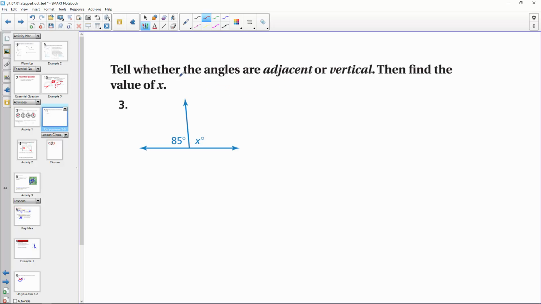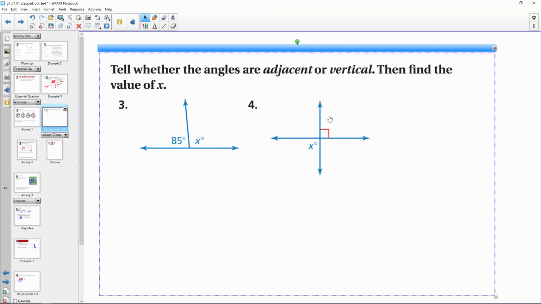This one here, it says, tell whether the angles are adjacent or vertical. So if I look here, these two are next to each other, therefore they are adjacent. It's 180 minus 85, so it's 170, I'm sorry, 105. 95, it's 95. This one here is going to be a vertical angle, so this will also be 90 degrees.